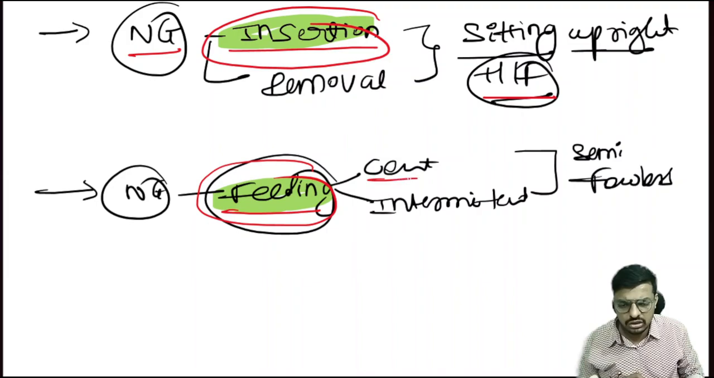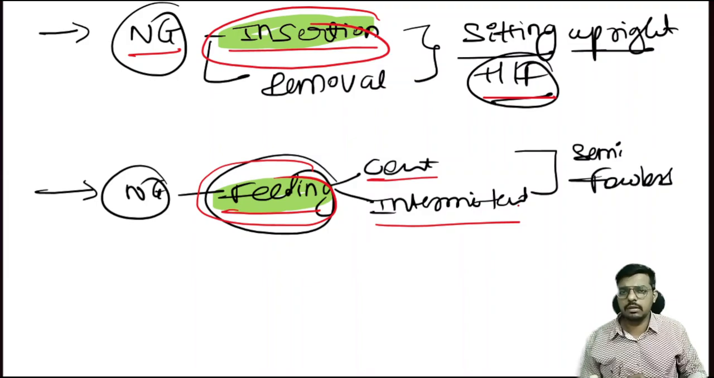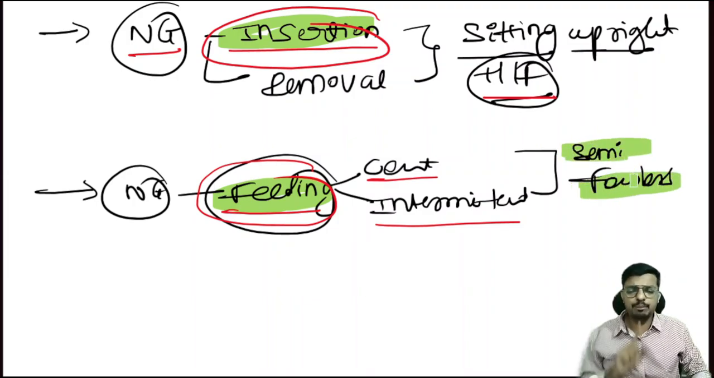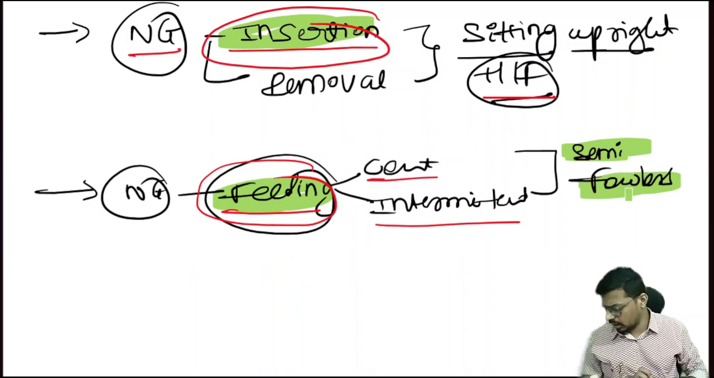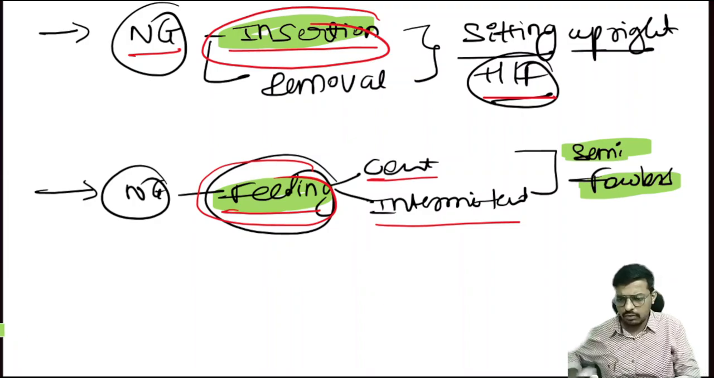that may be a continuous nasogastric feeding or intermittent NG tube feeding. So what is the preferred position during the feeding? Your answer would be the semi-Fowler's position. It's very important, children. Okay, so I hope it's clear for everyone, right?